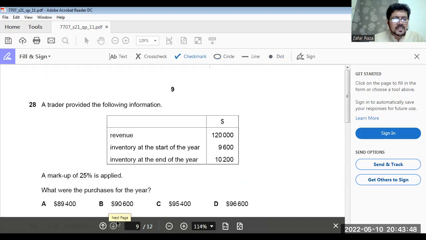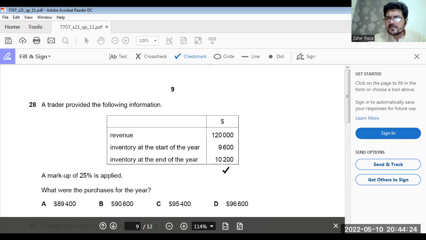Now come to the next question. 28. A trader provided the following information: revenue, inventory at the start of the year, inventory at the end. A markup of 25% is applied. What were the purchases for the year? I have told you that from ACCA we have learned that there is a trick. When markup is 25%, margin is 20%. This is a trick I learned while teaching ACCA. So if revenue is 1,20,000, 20% margin means 80% is the cost of sales. So 1,20,000 multiplied by 80% gives cost of sales of 96,000.